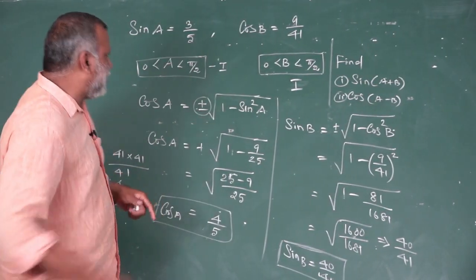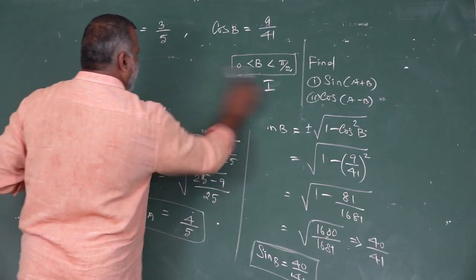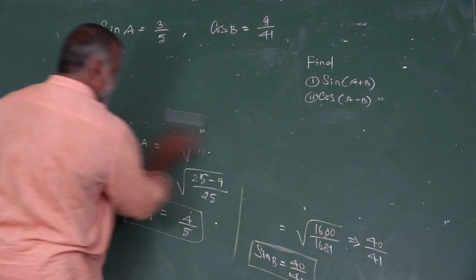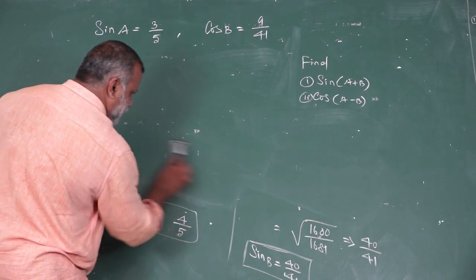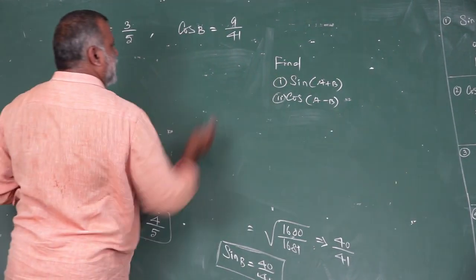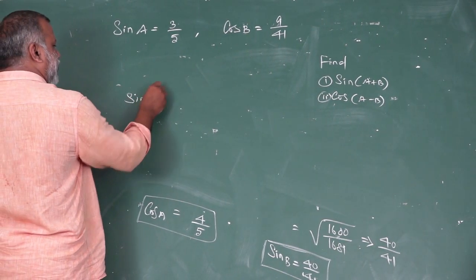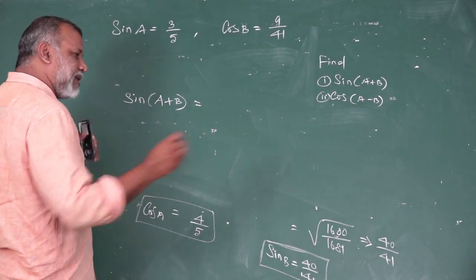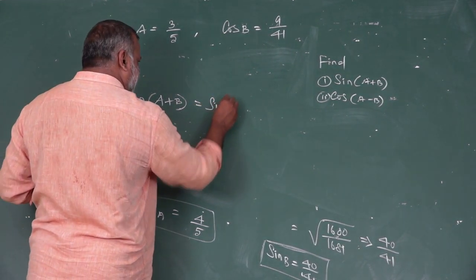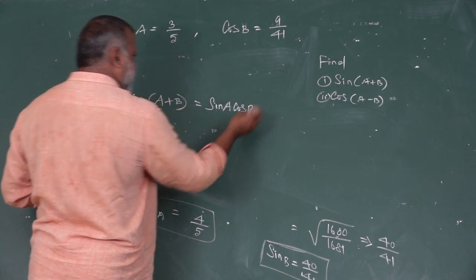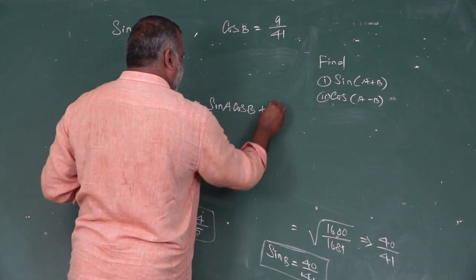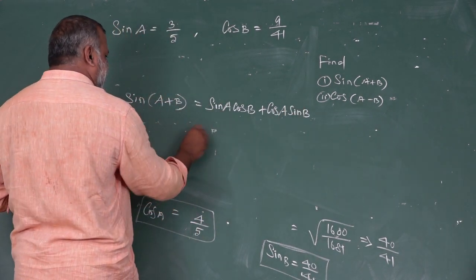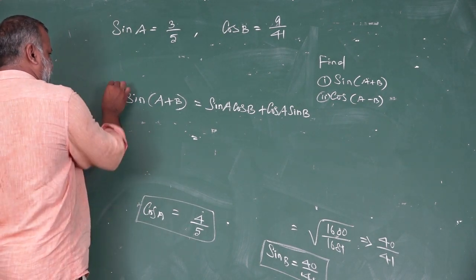Now see question number 1. We need to find sin of A plus B. See the formula: sin A cos B plus cos A sin B. This is the formula we already derived, sin of A plus B. This is question number 1.